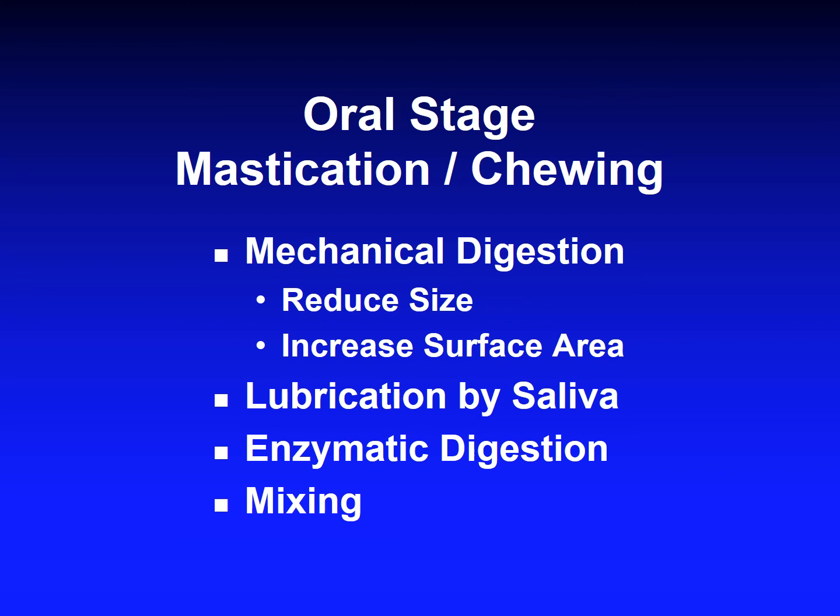This is important because that's where mixing of all of these materials takes place: the saliva, the enzymes, and the reduced sized food particles. So this is the oral stage. Again, this is controlled by the mandibular and the trigeminal nerves.